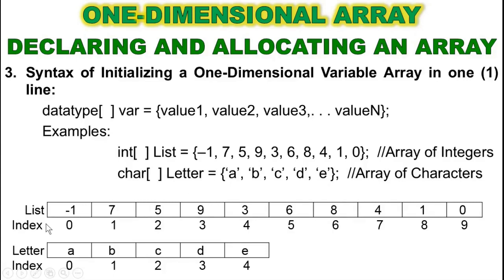Therefore, the array named list in this diagram, at index 0, contains the value -1. At index 9, it contains the value 0.